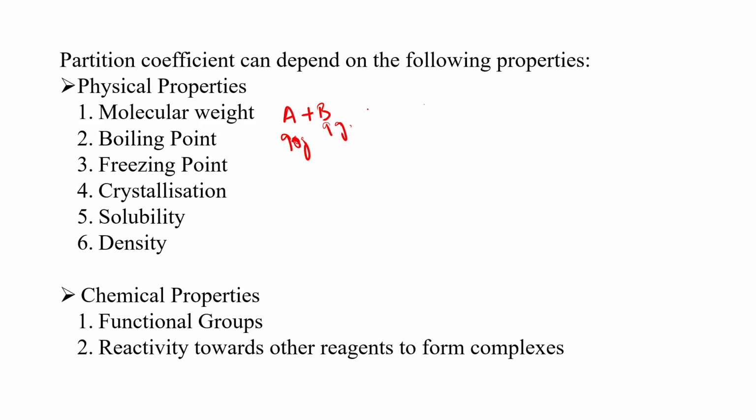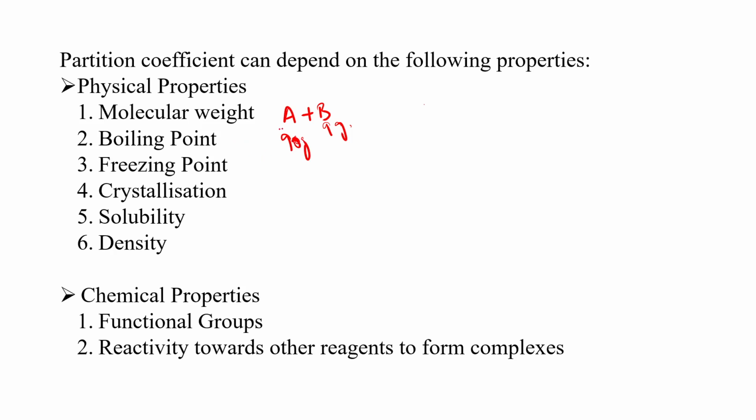So whatever medium we are using, if we are using gel filtration chromatography, if your A is interacting more with that medium, that means the partition coefficient for A is higher than the partition coefficient of B. Okay, so similarly, the partition coefficient will be based on molecular weight if we are doing the separation based on size.